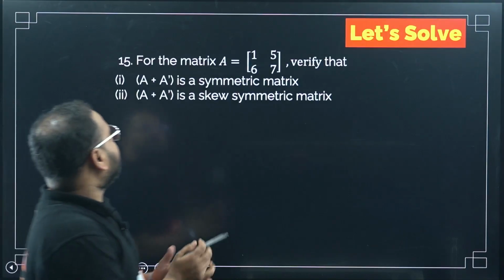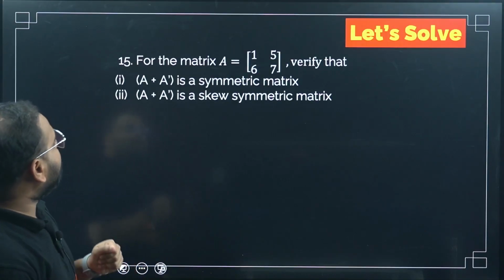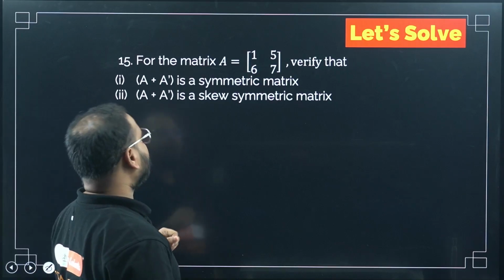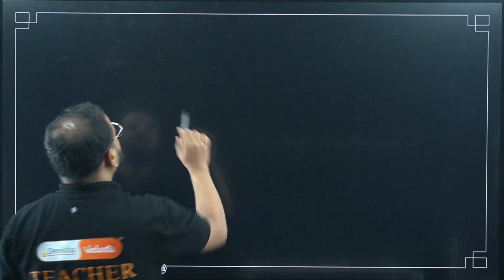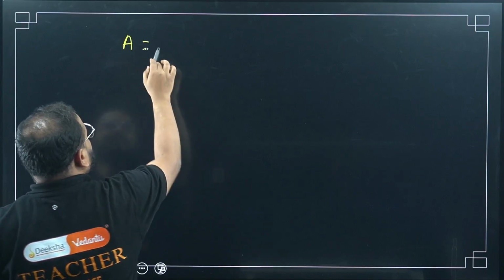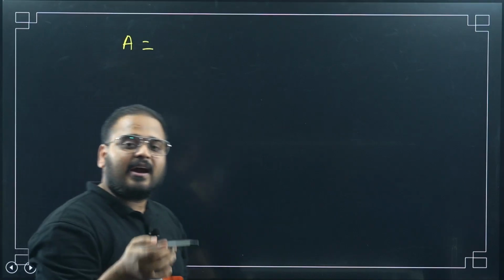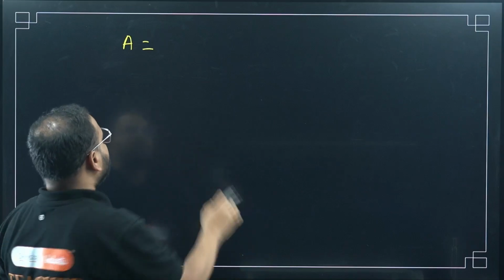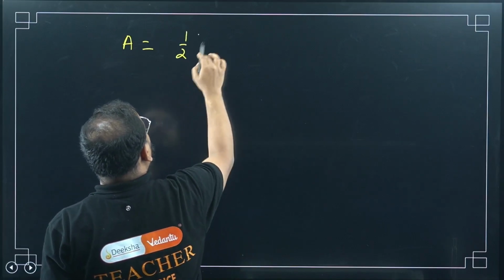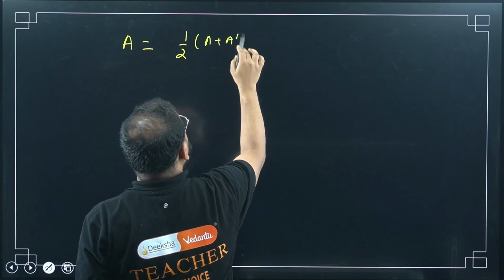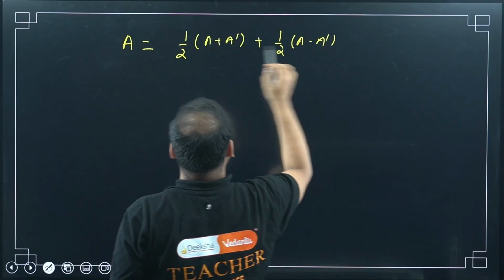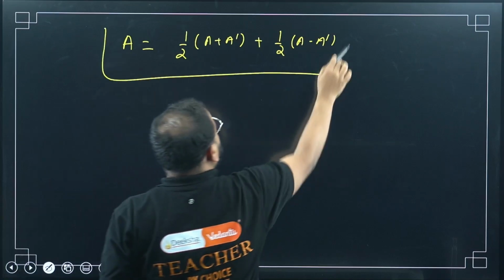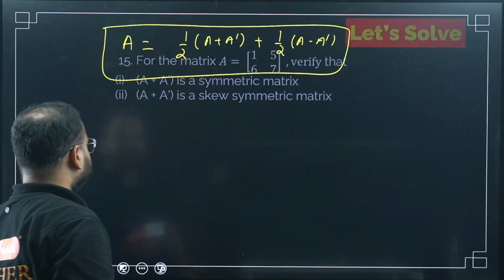Second one, please solve it. Question number 15. For matrix A, verify that A plus A transpose is a symmetric matrix. I hope you know this. For any given matrix A, if I have to write it in the form of a symmetric and skew-symmetric matrix, how do I write this? 1 by 2 times A plus A transpose, and 1 by 2 times A minus A transpose. This is one important formula. Please know this.